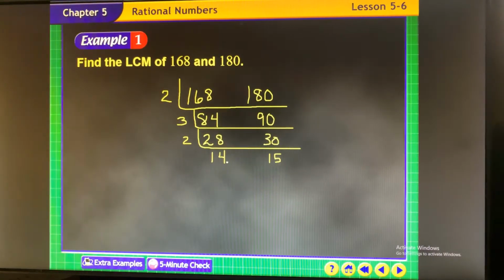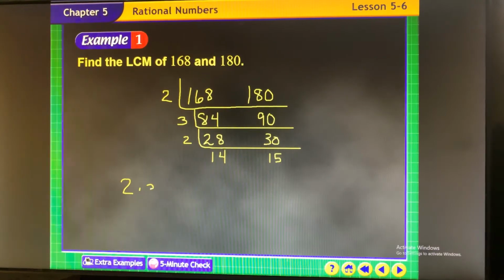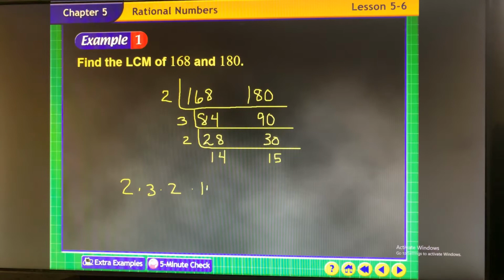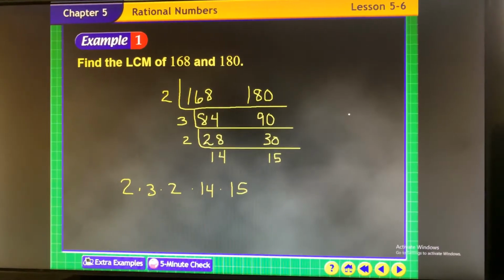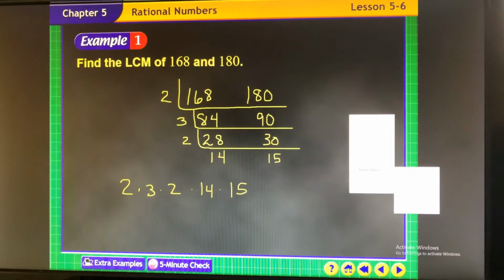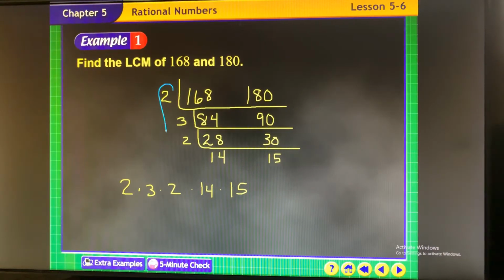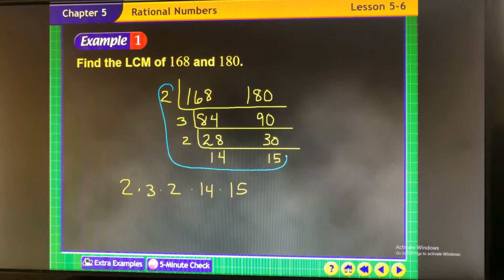Does anything go into 14 and 15? No. So here's your LCM. It is 2 times 3 times 2, that's your GCF, times 14 times 15. So your LCM is taking every single thing and multiplying it. Every single thing, and look, it'll make an L, or a big sock, one of the two. So that's your least common multiple.